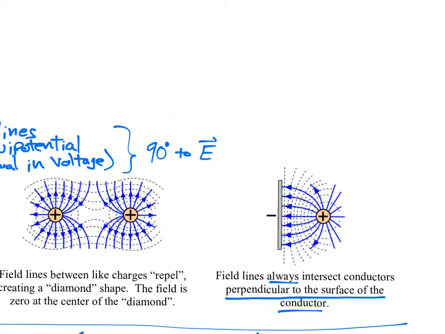We have another 90-degree relationship to think about, and that is electric field lines always intersect conductors at a 90-degree angle to the surface. So right here where all these field lines come in, those are always at 90 degrees to the surface of this. Also, this charge here, you'll notice, always has the field lines leaving at 90 degrees from its surface as well.